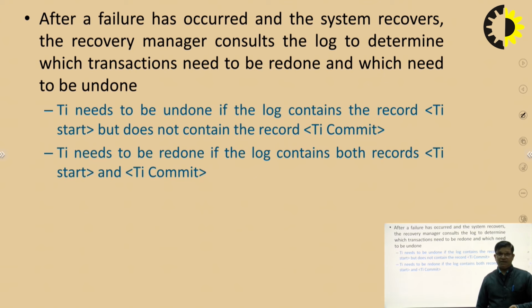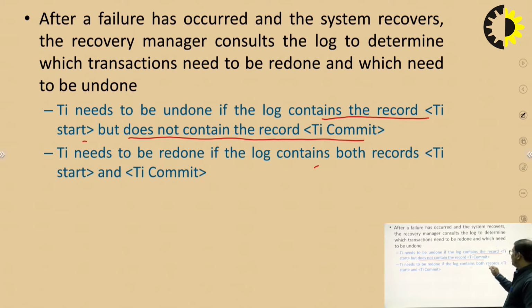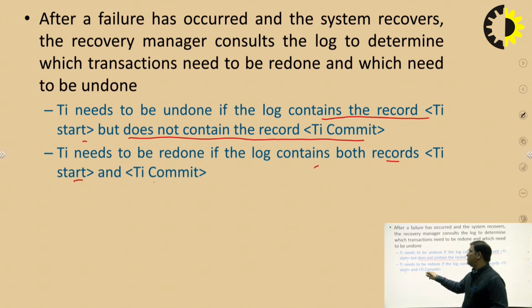After a failure has occurred in the system and it recovers, the recovery manager consults the log to determine which transactions need to be redone and which need to be undone. Okay. So we have to check what type of transaction we can undo or redo. Ti needs to be undone if the log contains the record Ti start but does not contain the record Ti commit. It means the transaction should be undone. But if the log contains both the records Ti start and Ti commit, then it should be redone.